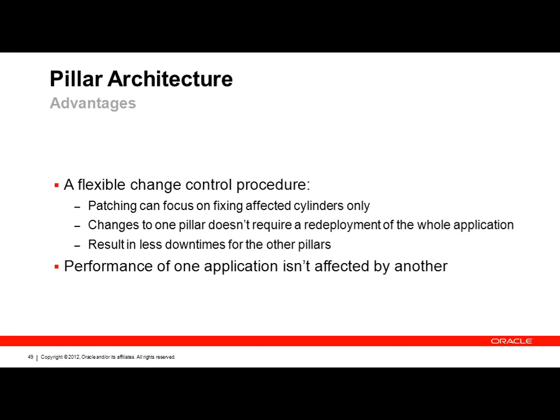The advantage of this particular architectural pattern is you do get a fairly flexible change control procedure in some ways, because you can actually patch and redeploy at the application level. Whereas previously, with the cylinder application architectural pattern, if you had to patch at the cylinder level, you still also had to redeploy the major workspace, the master or the composite workspace, and you effectively brought down all the other cylinders as well while you're doing that. But with the pillar architectural pattern, you're breaking your application into multiple applications, so you're really only bringing one application down at any one time.